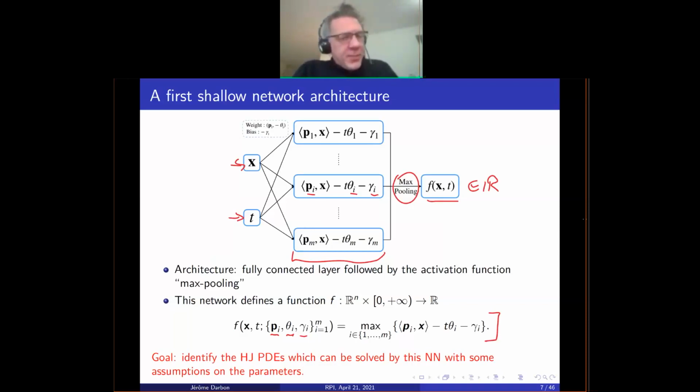The question in terms of Hamilton-Jacobi PDEs is to identify the class of Hamilton-Jacobi PDEs for which the f defined by the neural network is a viscosity solution. It means we need to find conditions on p_i, theta_i, and gamma_i to find what is the initial data and what is the Hamiltonian, so that f is a viscosity solution of the corresponding Hamilton-Jacobi PDE.